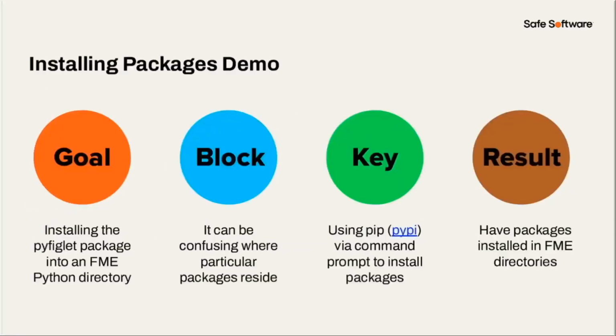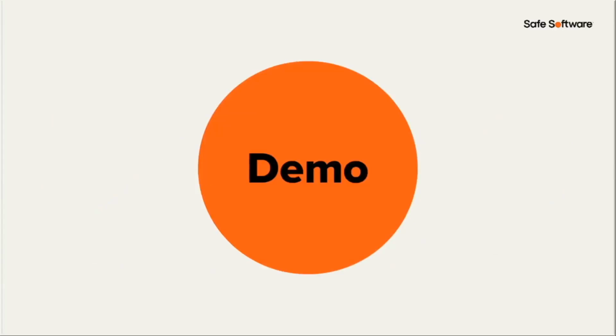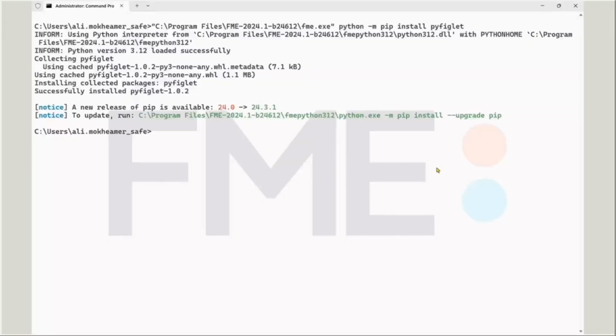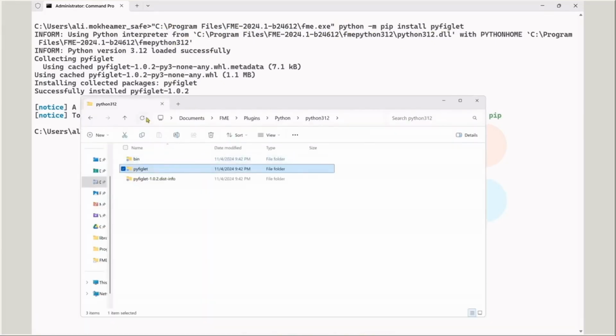So let me get into the demo here. Ahead of time we've installed the PyFiglet package using this command here, directly using the FME exe with the full path. I forgot to mention before, you have to go into that folder. So yes, we're installing PyFiglet. It's been installed, and you can see it's been installed in the default location.